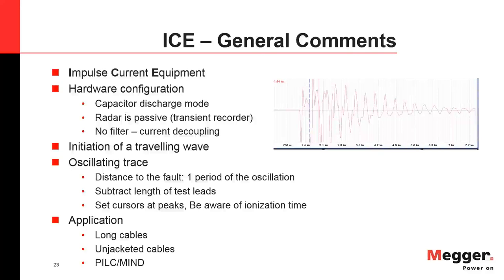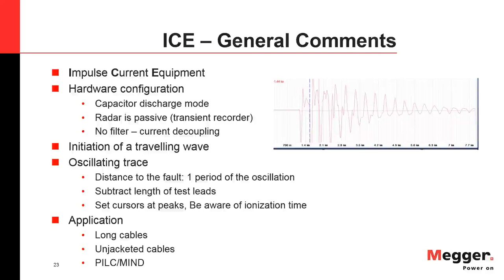This has to do with when you do the current decoupling, how the current component of that wave is propagating, because if it travels away from the fault, the thumper, the capacitor discharge switch is still closed, so the thumper is shorted. The fault, the arc is still burning, so that is short. So this is why the distance to the fault is one period of the oscillation of the current there.